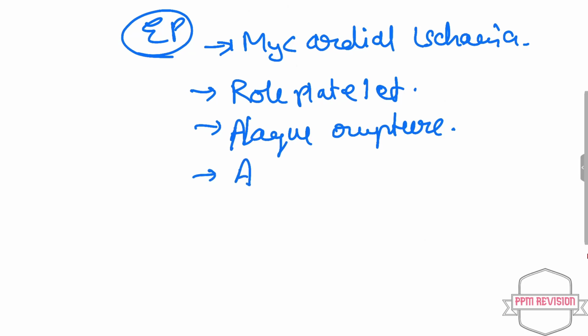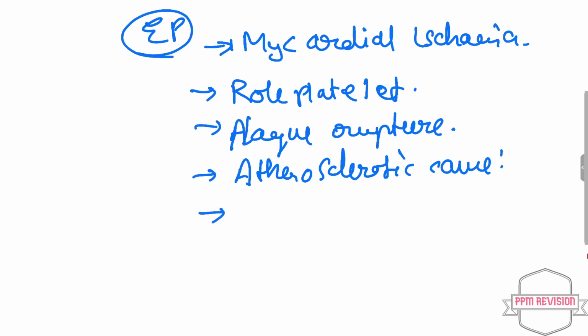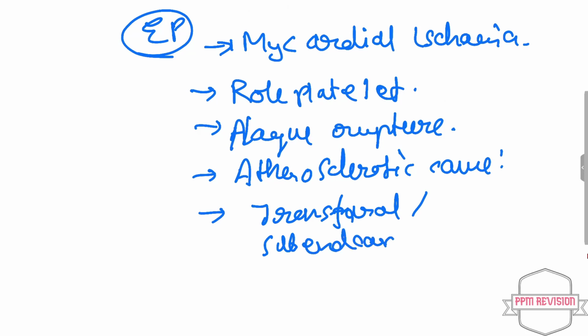Next we have atherosclerotic causes, that can include embolism, thrombotic disease, or trauma. We can have transmural infarcts as well as subendocardial infarcts. Important to note is that transmural infarcts account for about 95% of cases.